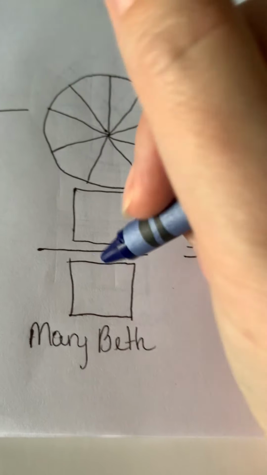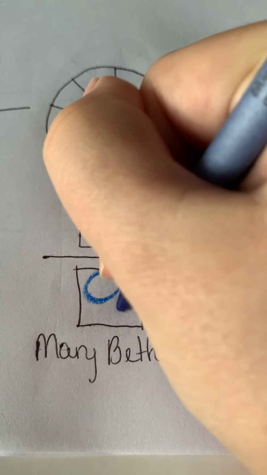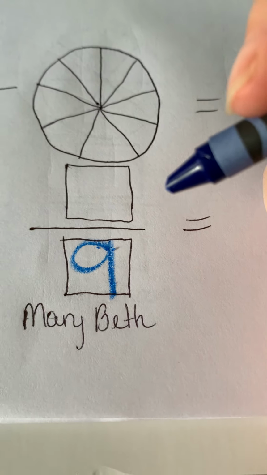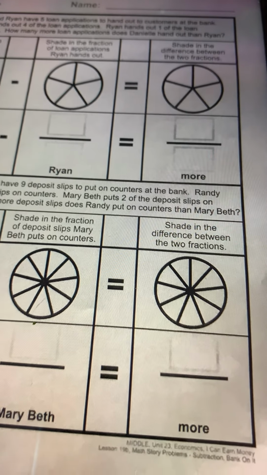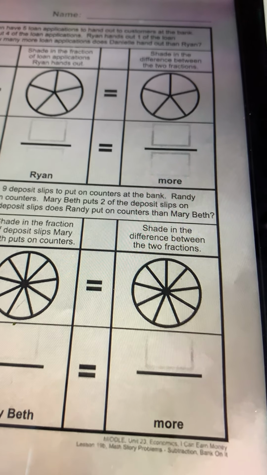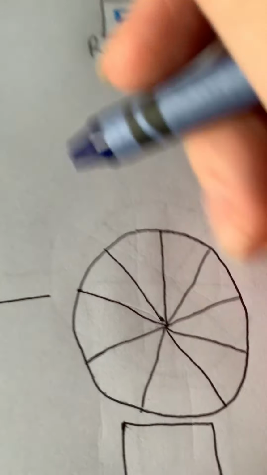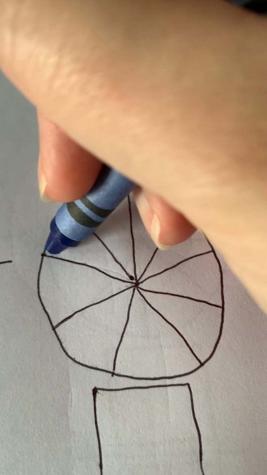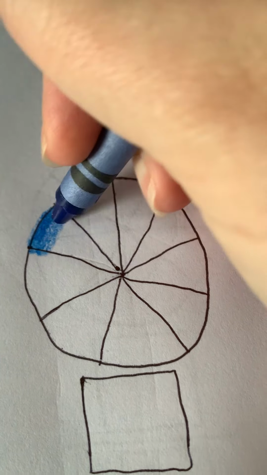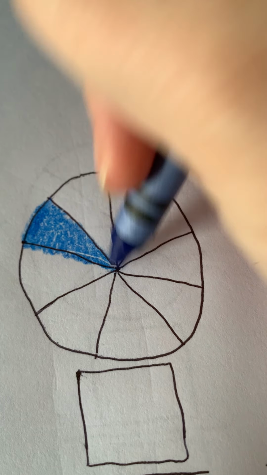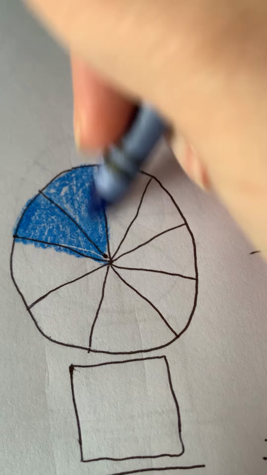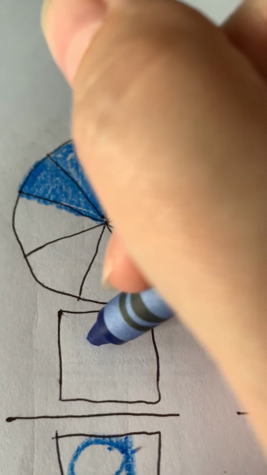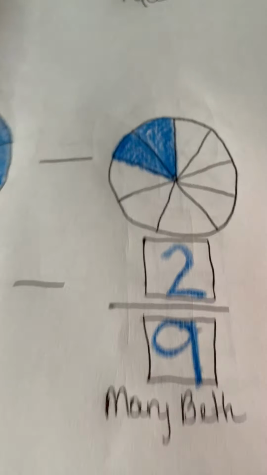So now we have to do Mary Beth, and we already know that we have 9. So let's bring over our 9. And let's find out how many she put on the counter. It says Mary Beth puts 2 of the deposit slips on the counter. So we are going to shade in 2 deposit slips. 1, 2. And let's not forget to put our 2 in our top box. Okay.